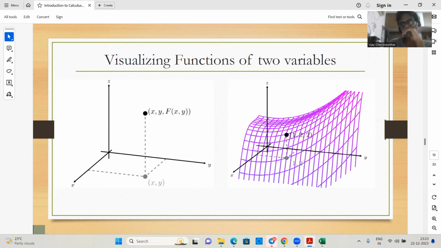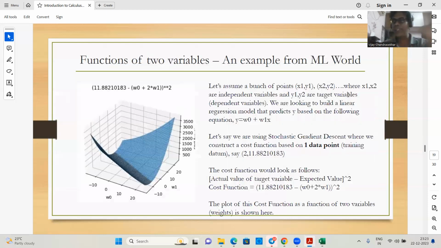So you have X, you have Y, you have Z. So you vary your X, you vary your Y, and of course you'll get various values of Z. So you plot your Z, and what you get is a surface. That's how you visualize functions of two variables. Now, we'll take an example from the machine learning world. Allow me to thank Kayal Vidi for giving me this nice looking surface.